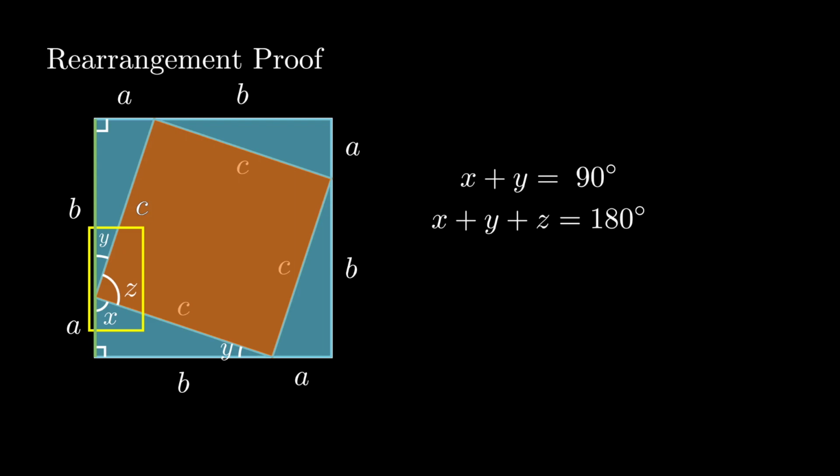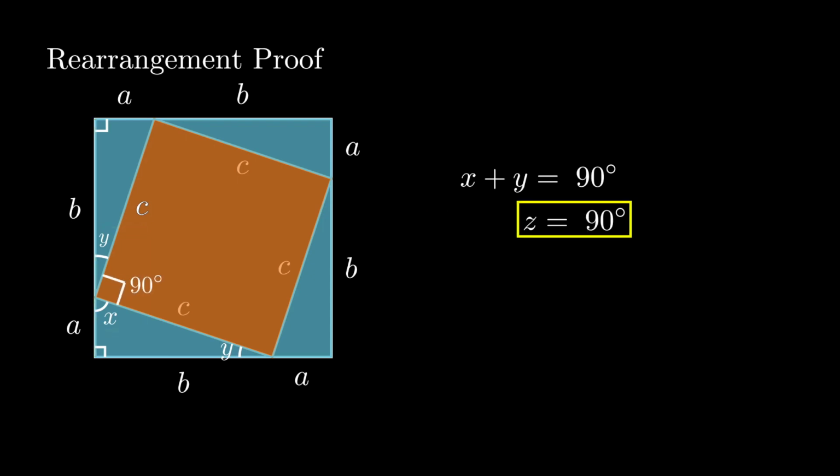Remember from our previous observations, we know that X plus Y is 90 degrees, so we can substitute 90 in for X plus Y. Subtracting 90 from both sides, we find that Z, the angle of this orange shape, is in fact 90 degrees. And you can use this logic for all the other angles of this orange shape, proving that the orange shape is in fact a square. And since it has side lengths of C, its area is C squared.